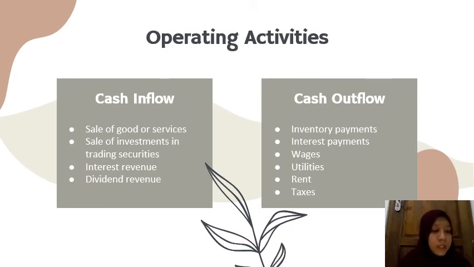Operating activities that result in cash inflows are sale of goods or services, sale of investment in trading securities, interest revenue, and dividend revenue. Operating activities that result in cash outflow are inventory payments, interest payments, wage, utilities, rent, and taxes.